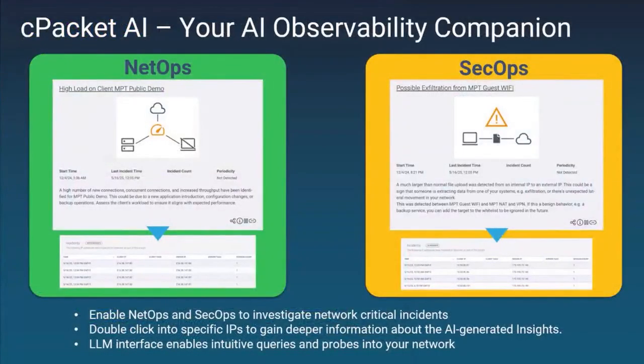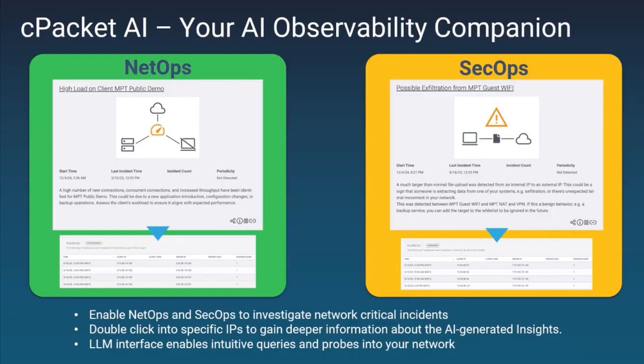So I already mentioned it, but really our use cases, our insight generation is based on 2 different categories. So NetOps users, in this example, it's high load on a public demo server. You could think about a misconfigured server, a non-responsive server. These are the types of incidents that would be relevant for a NetOps user. And for our SecOps teams, we have things like exfiltration.